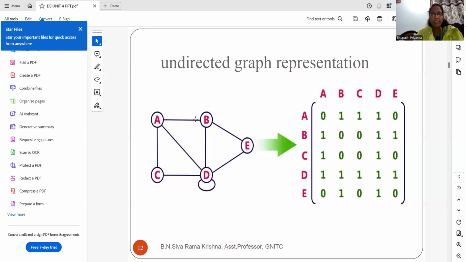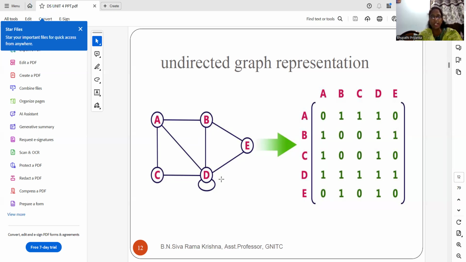Next, B to A. We have an edge between B and A, but we are not mentioning any direction. That is the reason B to A in the matrix, we need to represent it with 1. B to B, we don't have any connection from B to B. That is the reason here we are taking it as 0 in our matrix representation. Next, B to C, we don't have any edge or connection between the vertices B and C, and no direction. That is the reason we are taking the value as 0.